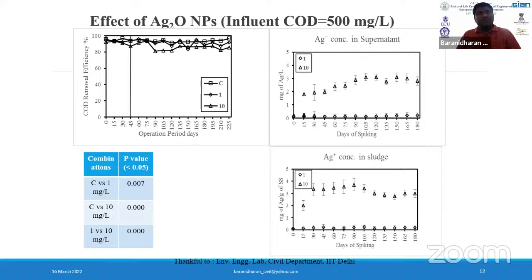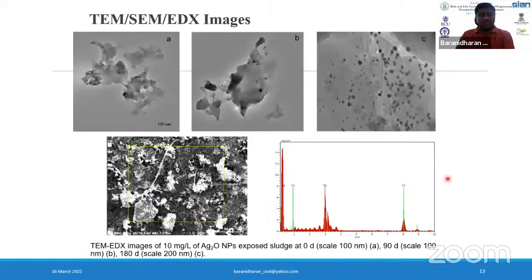Because of this, the silver ion, or otherwise the silver chloride, gets onto the sludge, and the greater concentration was more or less because of this event that happened inside the reactor. When exposed to 1 milligram per liter, the maximum COD reduction was found to be 83.5% after 105 days, whereas for 10 milligram per liter, after 45 days of exposure, it was around 81%. That is the maximum reduction in COD that was observed.